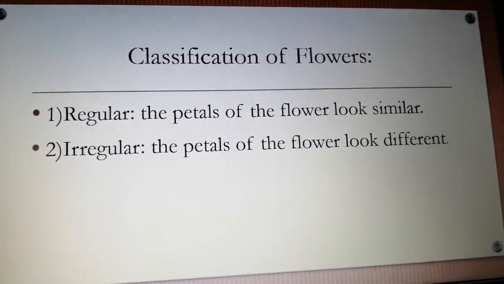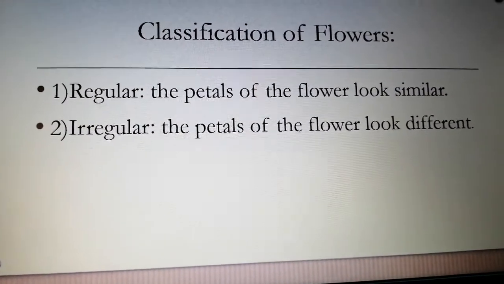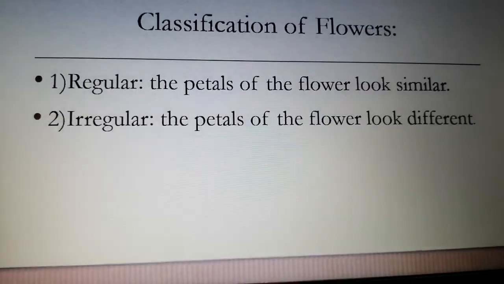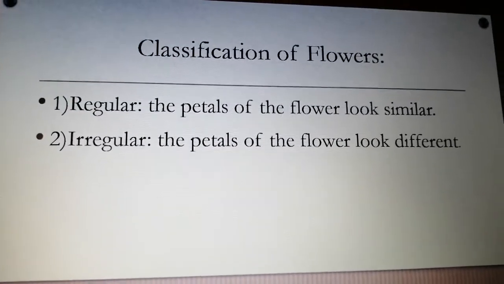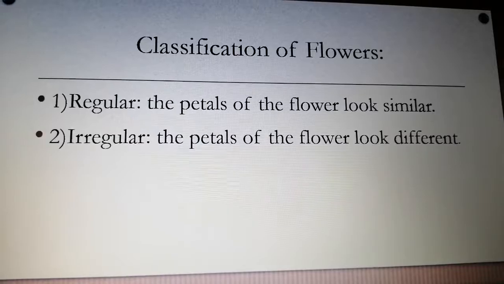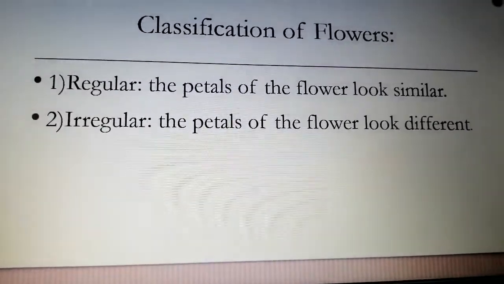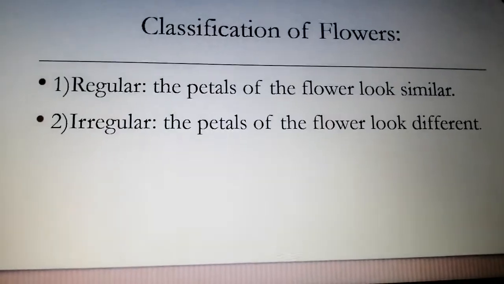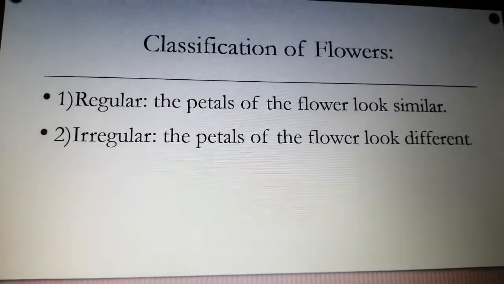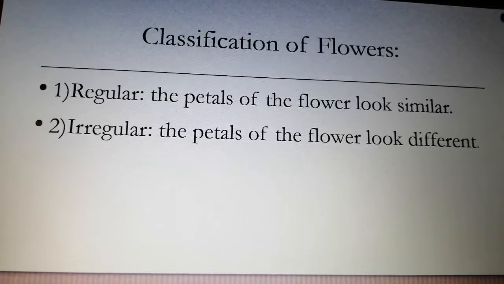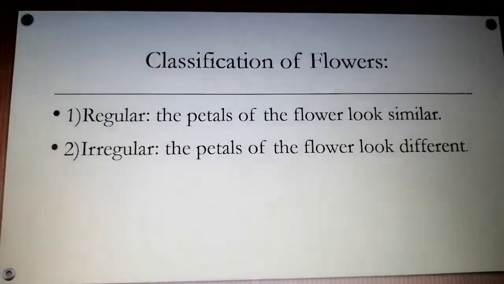Now, classification of flowers. We can classify flowers into regular and irregular. Regular: the petals of the flower look similar. Whenever the petals of a flower look the same, we call the flower regular. Whenever the petals of the flower look different, we call the flower irregular.